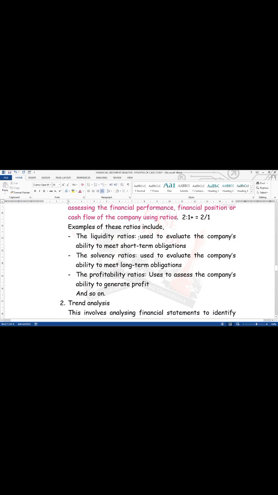We have the liquidity ratios, which are used to assess the short-term obligations of the company. We have the solvency ratios, which assess the long-term obligations of the company. We have the profitability ratios, which assess the company's ability to generate profit. We have so many and so on. There are so many ratios.